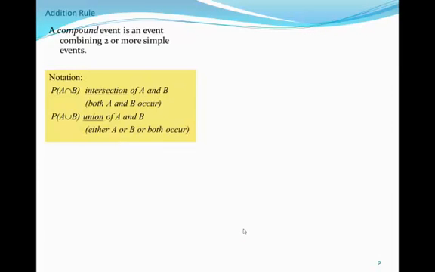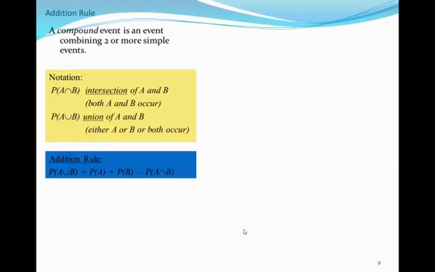A compound event is an event combining 2 or more simple events. Let's take a look at some notations. The probability of A intersect B means the intersection of A and B. Another way of describing this is that both A and B occur. The probability of A union B is the union of A and B, meaning either A or B or both could occur. Our addition rule states that the probability of A union B equals the probability of A plus the probability of B minus the probability of A intersect B.